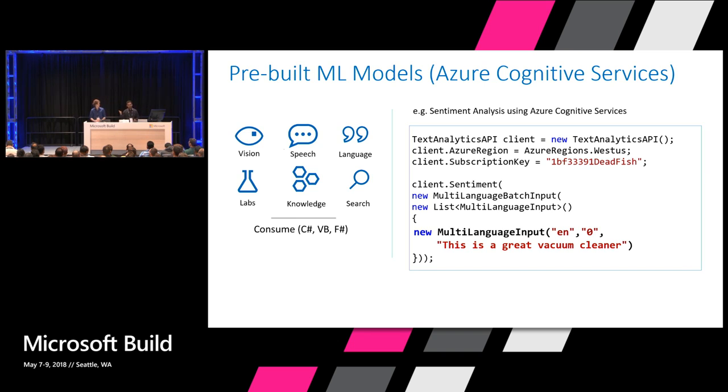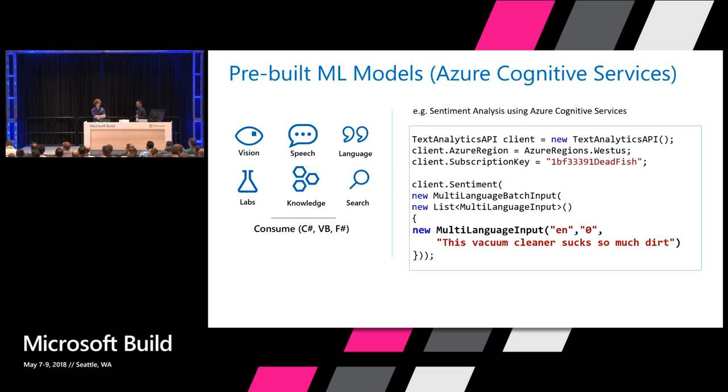In this example, we're using sentiment analysis from the Text Analytics API, and we're trying to predict the sentiment of "this is a great vacuum cleaner." As you can imagine, this is an obvious one: the sentiment is 96% positive. So that's great, it's really good.